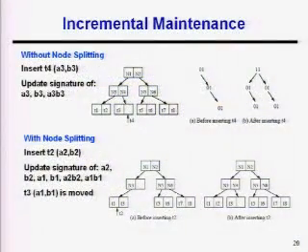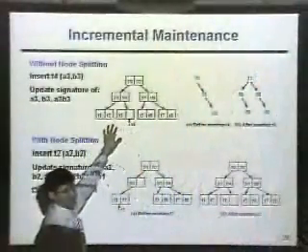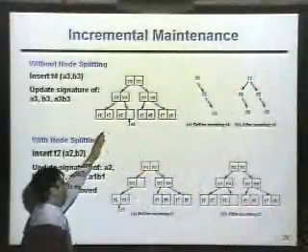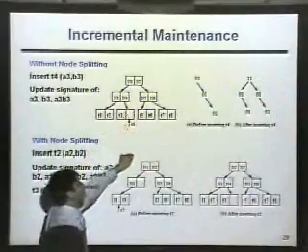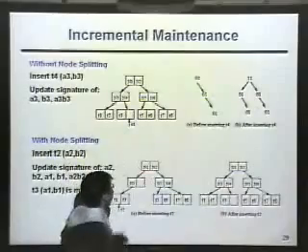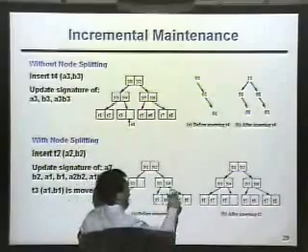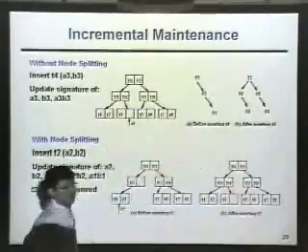So here is something about how we incrementally update this signature. For example, for the R tree, if there is no node splitting, that means the structure of the data does not change. For example, we just insert a T4 in this empty slot. Then what we need to do is very simple. We just update this signature for this particular data tuple.